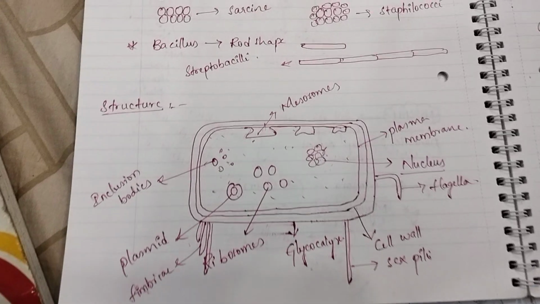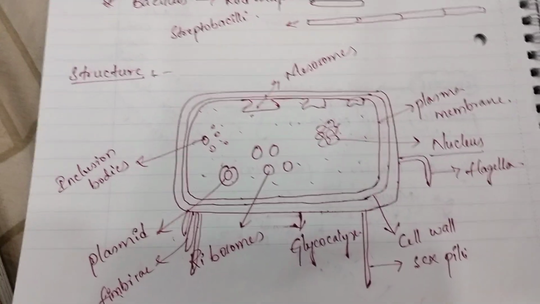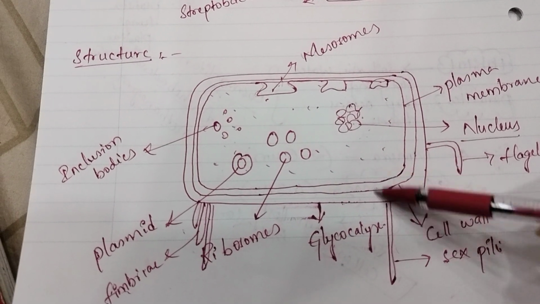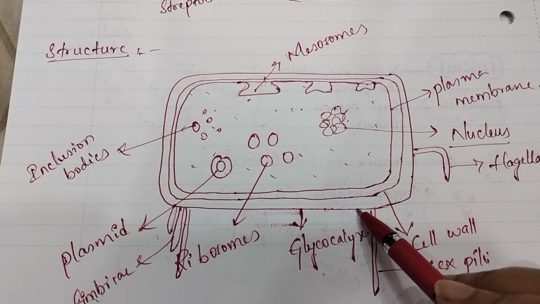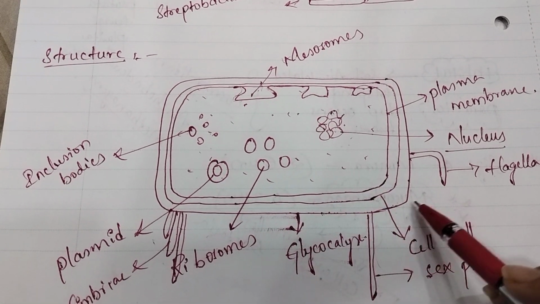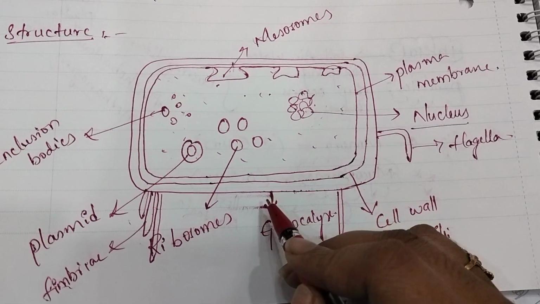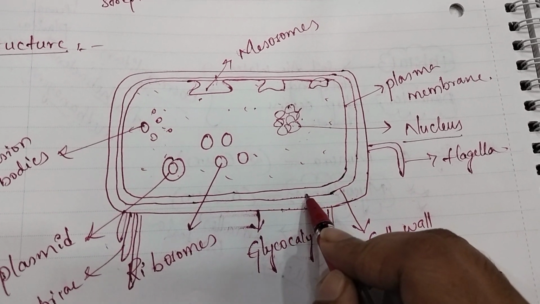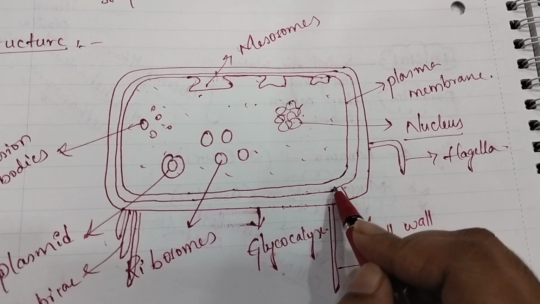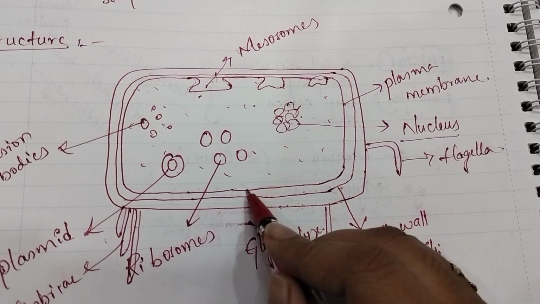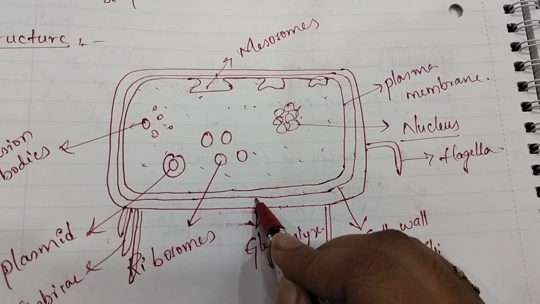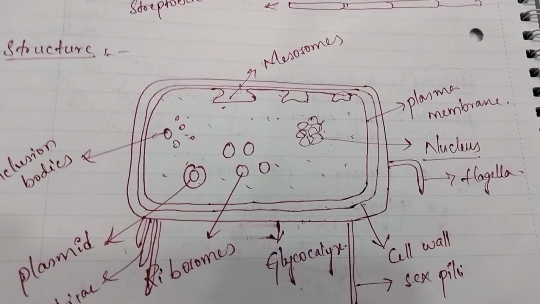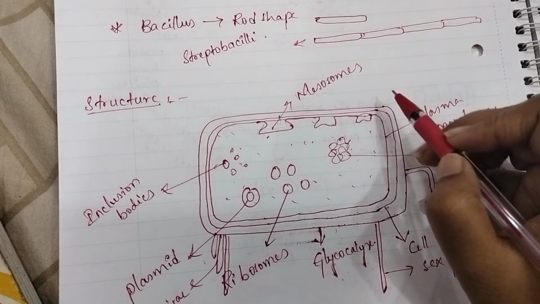And then comes the structure of the bacteria. Coming to the structure of bacteria, the bacteria has a cell envelope. The outermost layer is called the glycocalyx. Inside the glycocalyx there is a layer called the cell wall, and inside this cell wall there is another layer called the plasma membrane. All these three together, the plasma membrane, cell wall and glycocalyx, are called the cell envelope because it is protecting the cell.